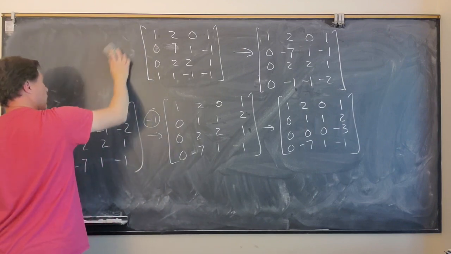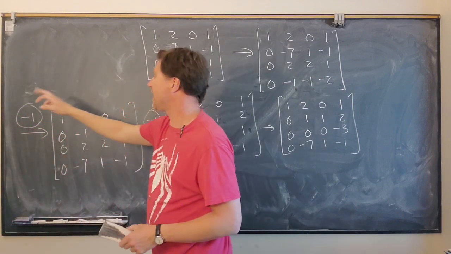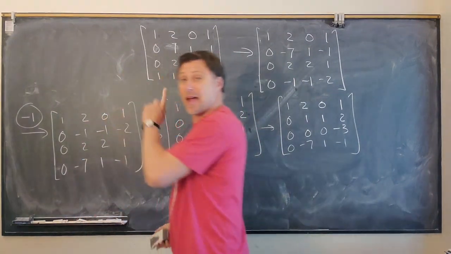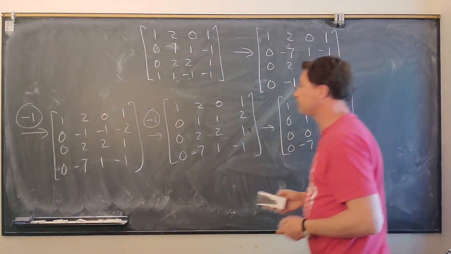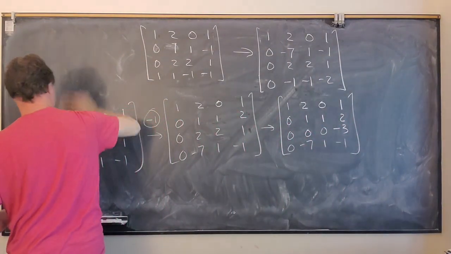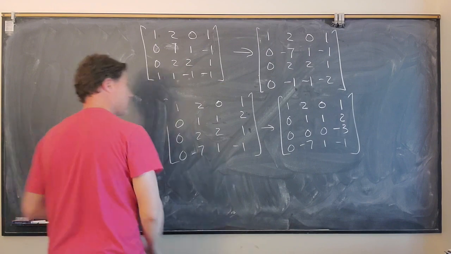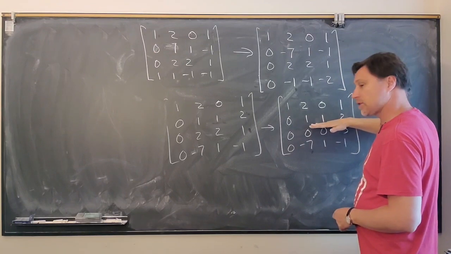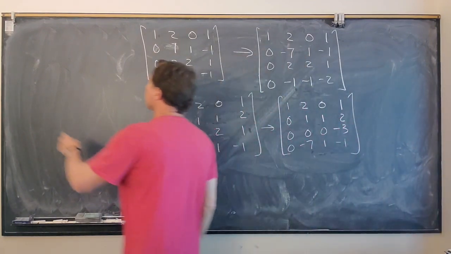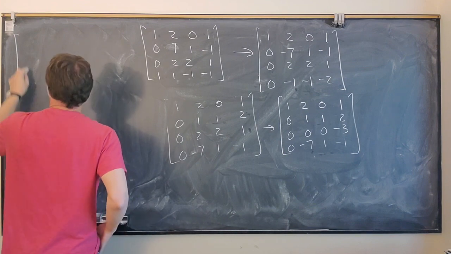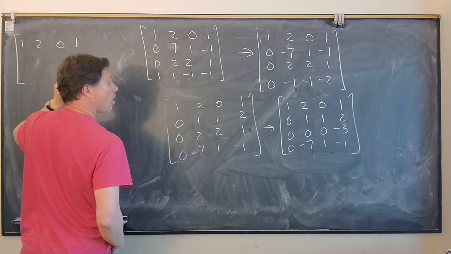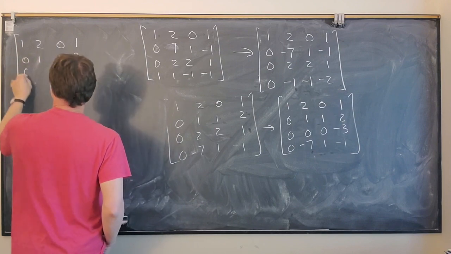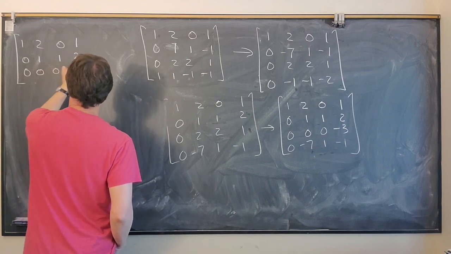And so just remember what we've done. I'm going to have to erase this stuff, but we've multiplied by negative 1 and then again by negative 1, which means that at this point, our original matrix A has exactly the same determinant as this matrix right here. All right, so my next step, I want this to be a leading one. So I'm going to add 7 times this row to this row. So we've got 1, 2, 0, 1, 0, 1, 1, 2, 0, 0, 0, negative 3.